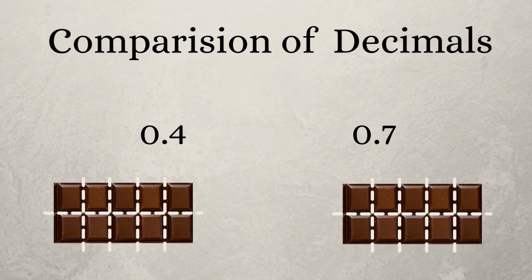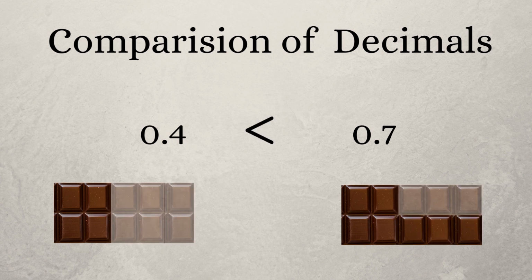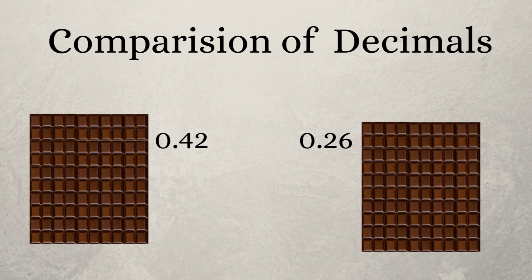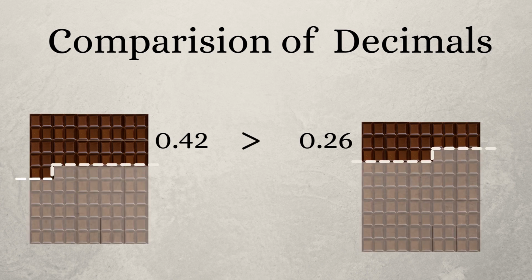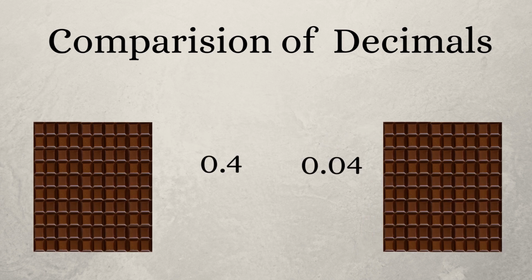0.4 and 0.7. We can see clearly that 0.4 is less than 0.7. Next we'll consider with 2 decimal places, 0.42 and 0.26. Here 0.42 is larger than 0.26. Now let's move on to a different example, 0.4 and 0.04.